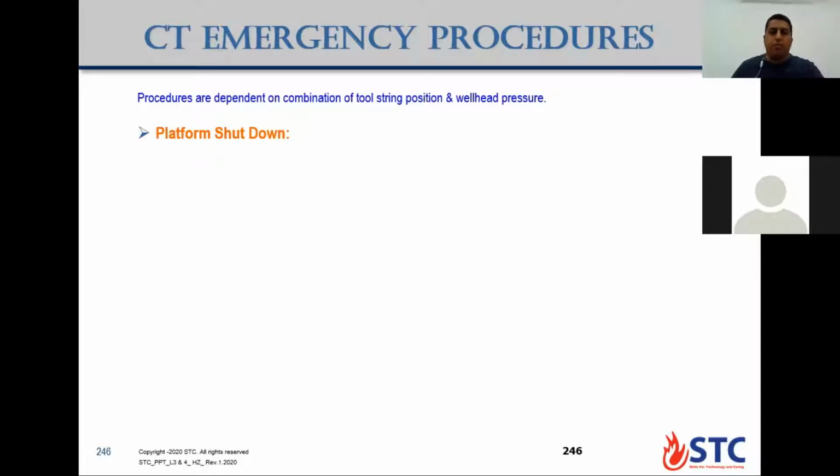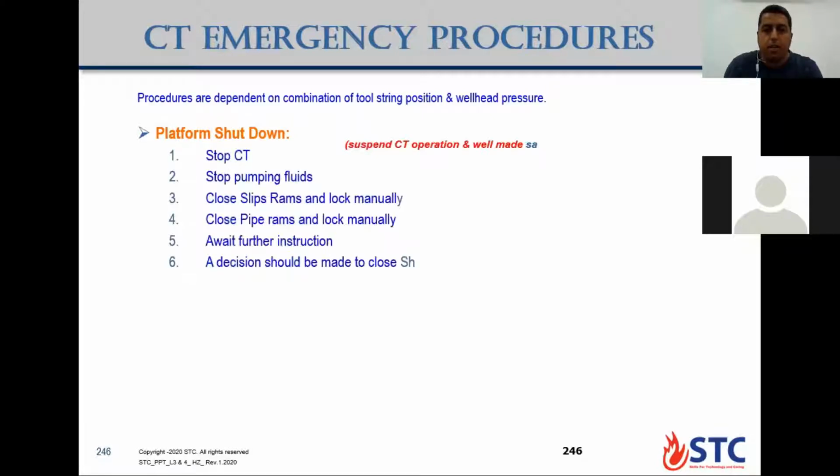First scenario, platform shutdown. You work offshore or onshore, and you have a shutdown on the site. These are the steps to make the well safe. First, you stop coiled tubing movement. Then you stop pumping. Number 3, close the slip ram and lock manual. Number 4, close the pipe ram and lock manual. Wait for another instruction. If the instruction comes to evacuate the location, you may need to close the shear seal, drop the coiled tubing inside the wellbore, and close the Christmas tree valves.